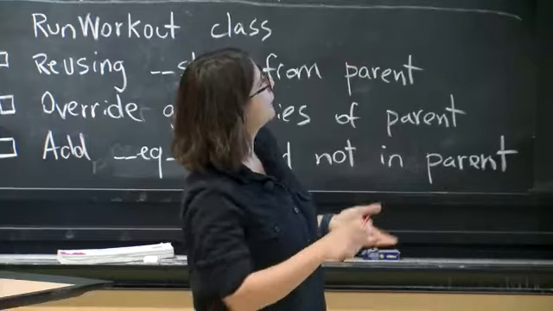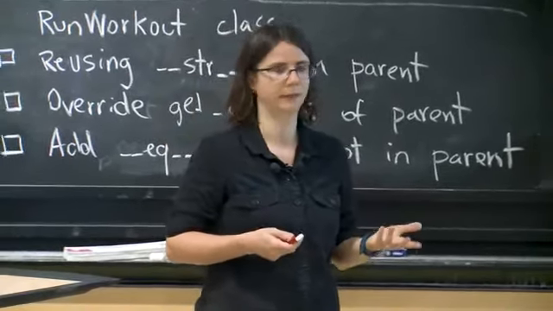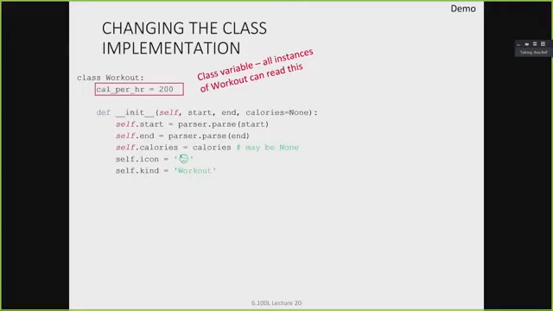So this class variable will represent how many calories per hour are burned. So just a number. And then the init method, and again, we're going to make a different init method than what we saw in the previous slides. The init method is going to be new and improved.